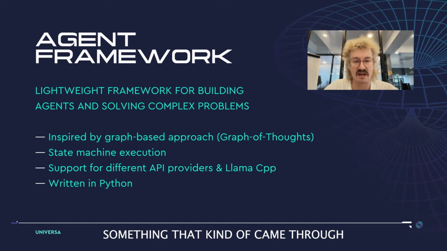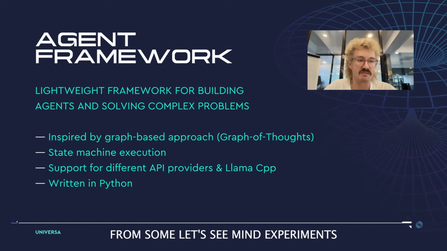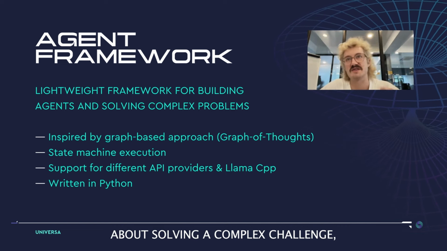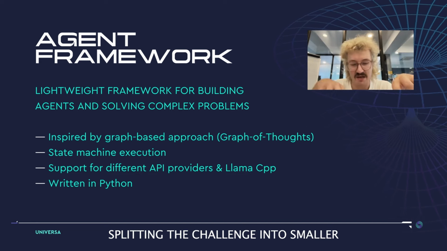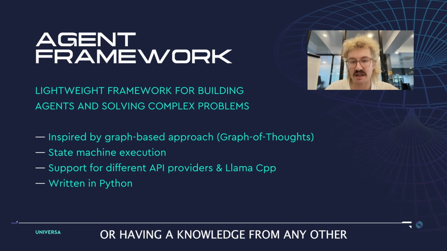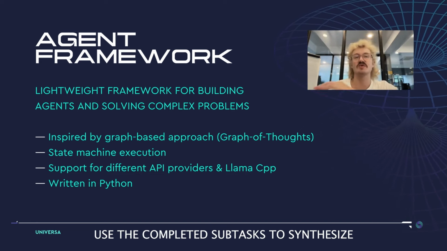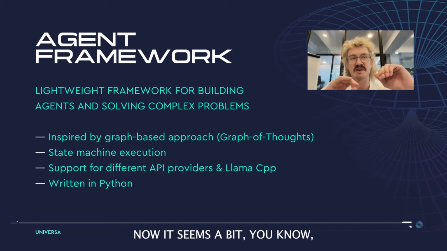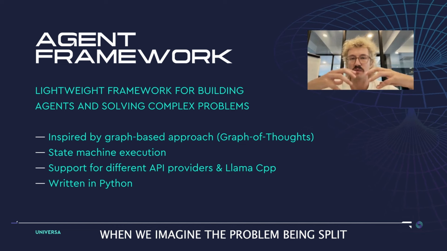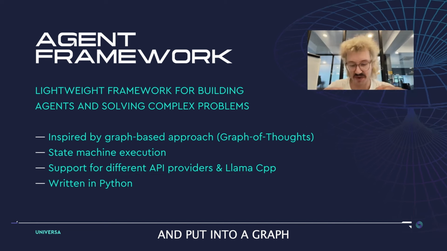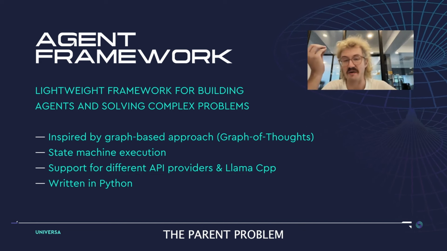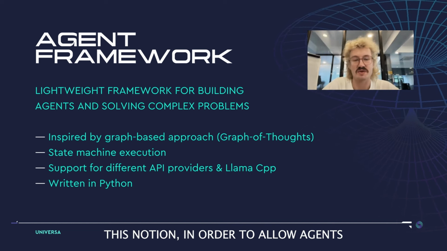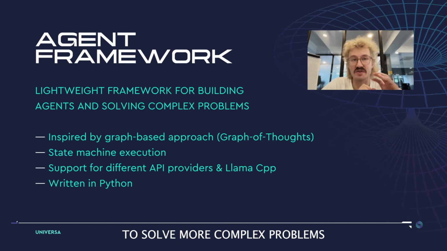But what we've managed to build so far is circling around the idea of a graph. The graph-based approach came through quite a bit of research, but also from some, let's say, mind experiments. When I personally think about solving a complex challenge, I usually find myself splitting it into smaller tasks that I can figure out independently, or with knowledge from a previous task, and then use the completed subtasks to synthesize them in order to complete the big complex problem I was given. It seems similar to imagining a problem being split into smaller problems and put into a graph, which represents connections between the parent problem and its child problems. When we thought about that, we figured out that we can use this notion to allow our agents to solve more complex problems.